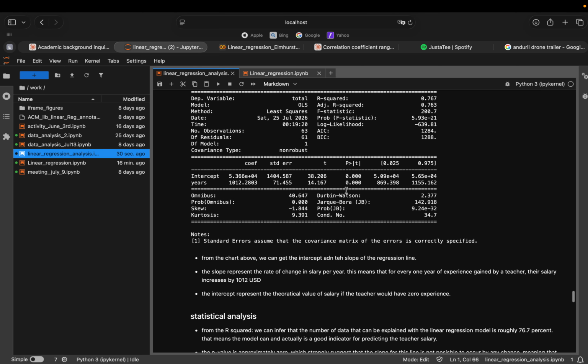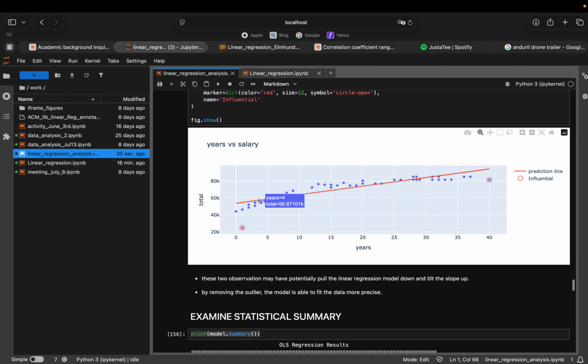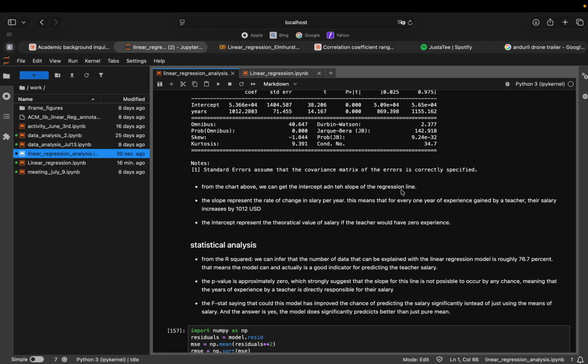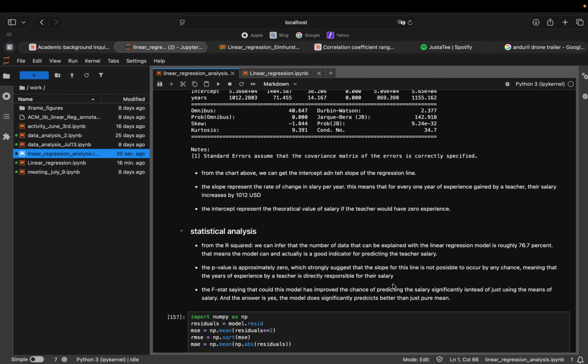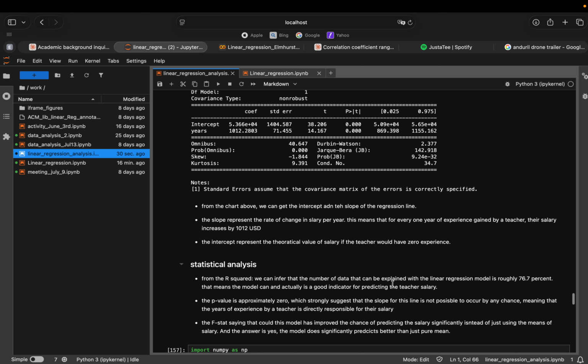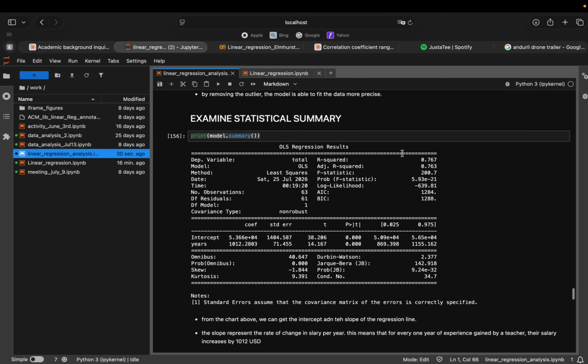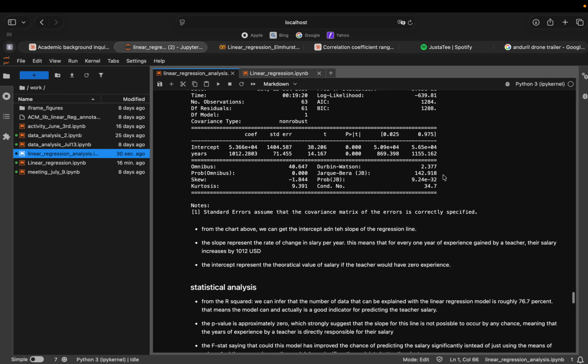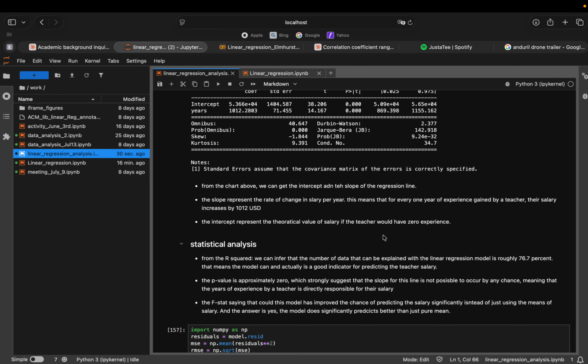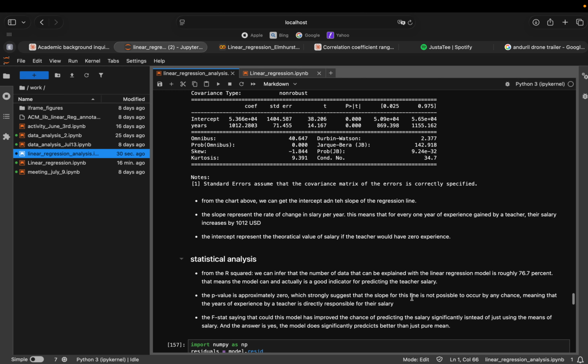The p-value is almost 0, so this means that by chance the slope cannot be this steep. This suggests that the slope for this line is not possible to occur by any chance, meaning that the years of experience of a teacher is directly responsible for their salary. And then the F statistic, which is 200.7, says that this model has improved the chance of predicting the salary significantly instead of just using the mean of the salary.